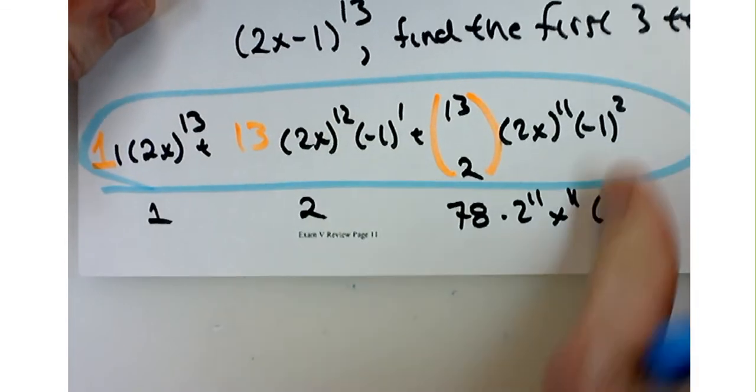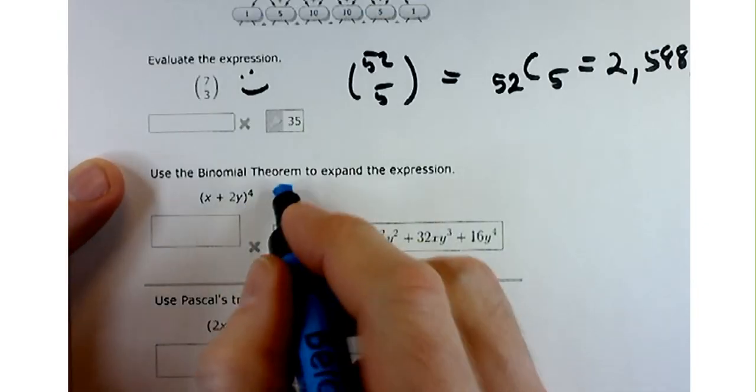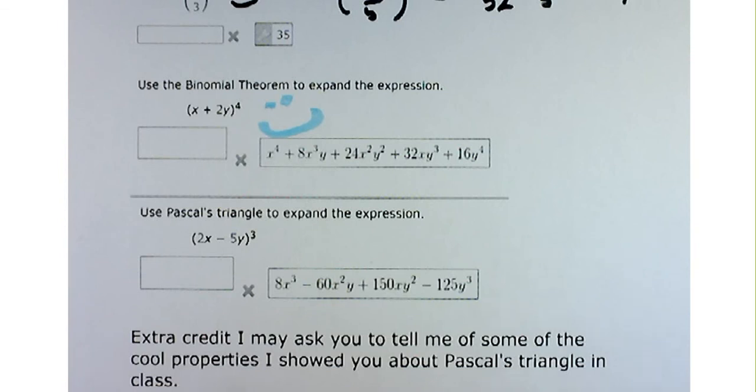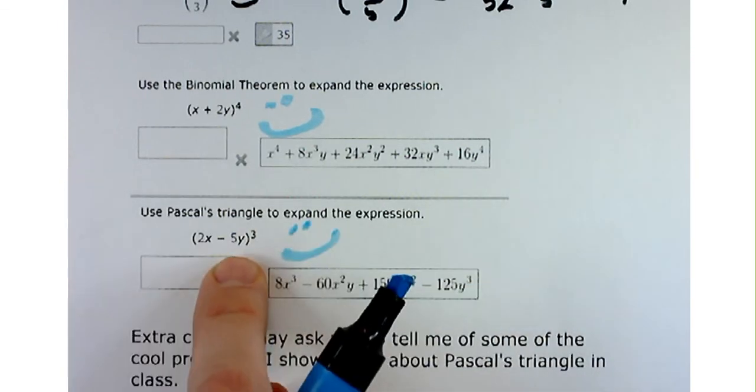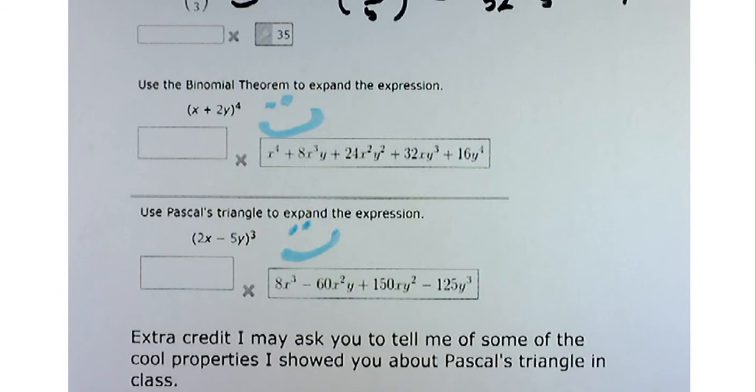But do expect something like this as well. That one, or better yet, this one, where you have a negative to deal with. Those are prime candidates for a section 12.6 problem.